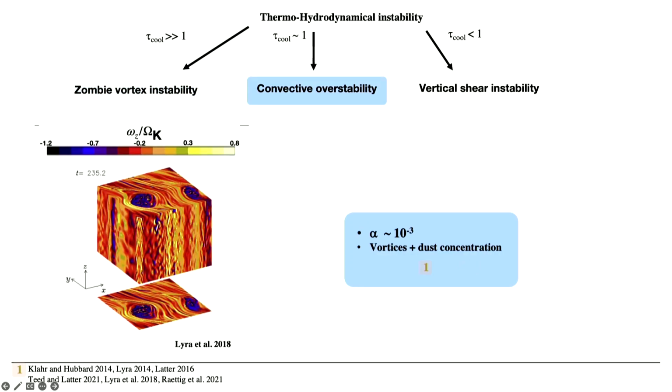So for the convective overstability, alpha values are a bit higher, 10 to minus 3, produced by vortices which appear here. And again, this is operating where you have very, very steep gradients, in the density and the temperature. And these vortices could be important, of course, for dust concentration.